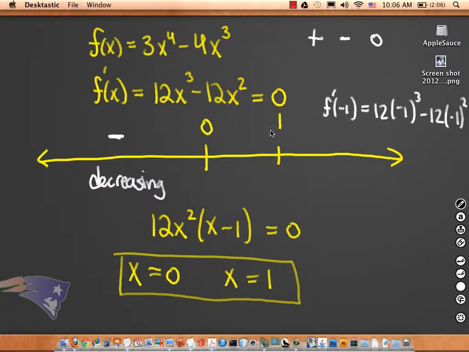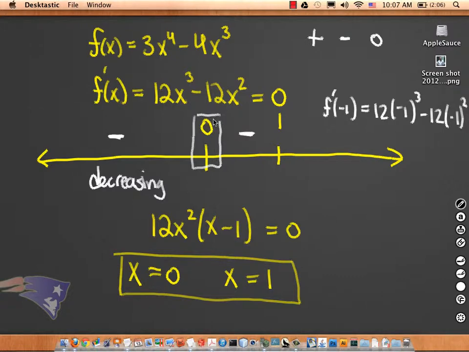Now I plug in a number between 0 and 1. So what's a good number to choose between 0 and 1? 0.5. Take your calculator, plug 0.5 into this, and tell me, do you get a positive number, do you get a negative number, or do you get 0? You get a negative number. So, did the function change from decreasing? It didn't. And that's where you have to be careful.